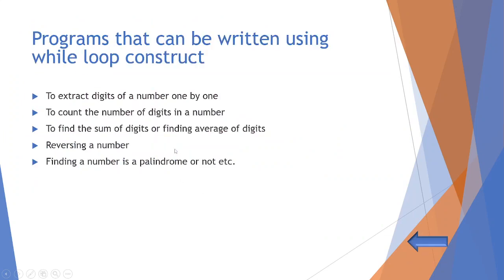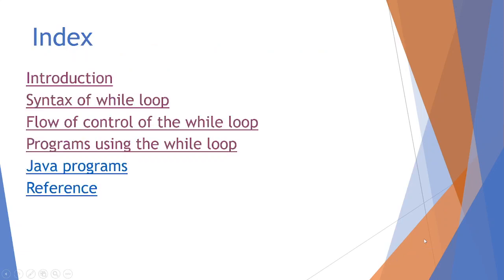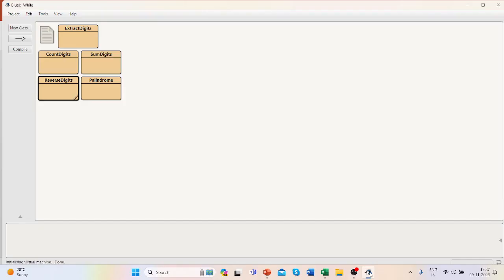Now, programs using the while loop. These are the programs with the help of which I want to explain the while loop usage. First of all, extract digits. Second, count the number of digits. Find the sum of digits. Reverse a number. And find whether the given number is a palindrome or not. Let's see some of the programs.